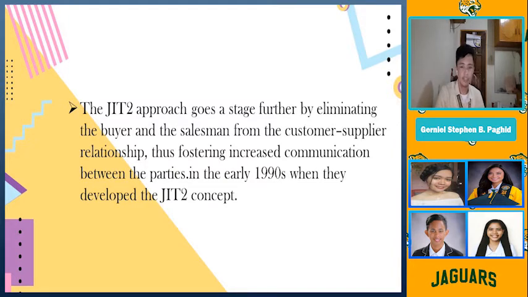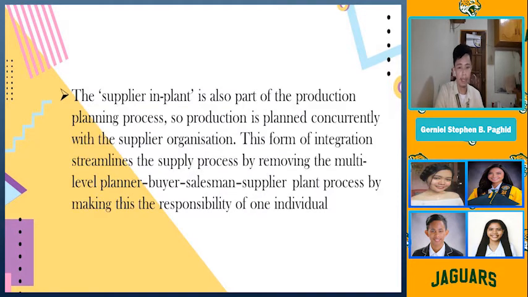A logical extension of the just-in-time concept described in Chapter 6 is to place customer and supplier processes closer together. The GIT2 approach goes a stage further by eliminating the buyer and the salesman from the customer-supplier relationship, thus fostering increased communication between the parties. The principle is simple. A supplier employee who resides full-time in the customer's purchasing office replaces the buyer and salesman. This supplier in plant is empowered to use the customer's scheduling system to place orders with their own company. In addition, the supplier in plant does the material planning for the materials supplied by his company.